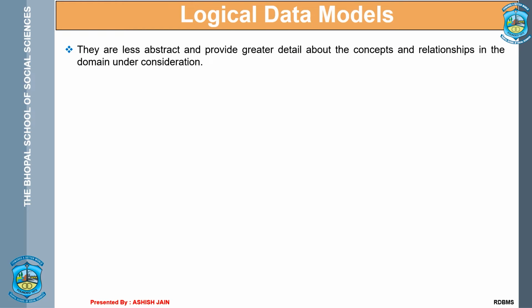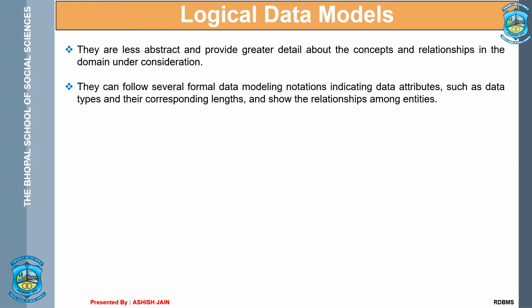Now we come to the logical data model. Here in the logical data model, they are less abstract and provide greater detail about the concepts and the relationships in the domain under consideration. What are domains? Domains are the set of allowed values we have. They can follow several formal data modeling notations. We have different notations for representing various types, like data attributes and other types of relations to data. So it helps you to properly express all these factors.